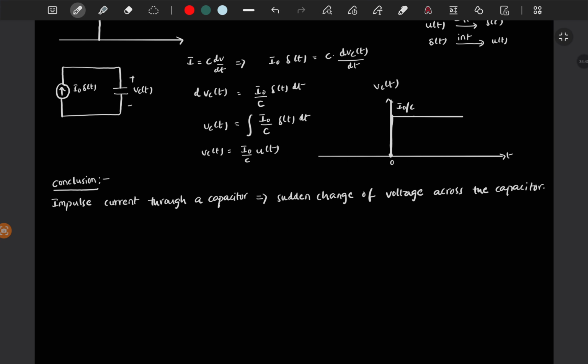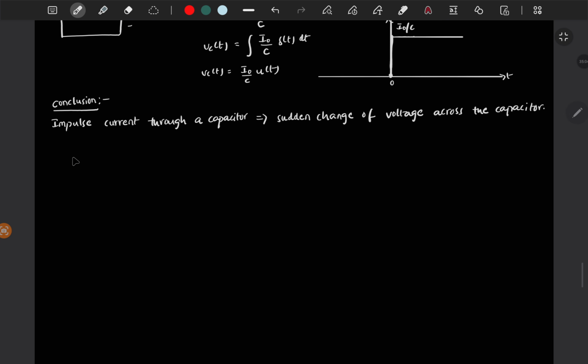So you have been given a capacitor. If you want to make a sudden change in the capacitor voltage to disturb the actual behavior of the capacitor, there are two ways. Either you pump an impulse current, a huge current, through a capacitor, then there will be a sudden change in the capacitor voltage. One more way is, without any resistor, directly you can apply a voltage, right? Directly a voltage source to a capacitor.